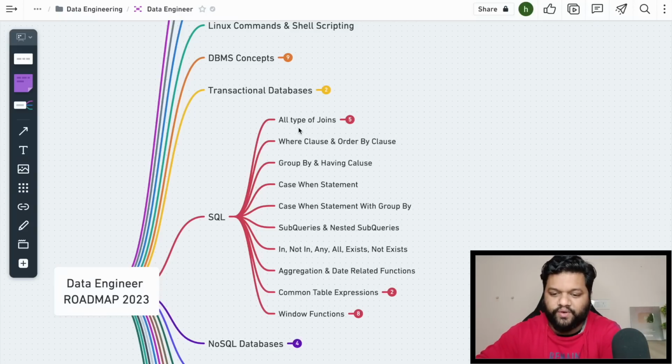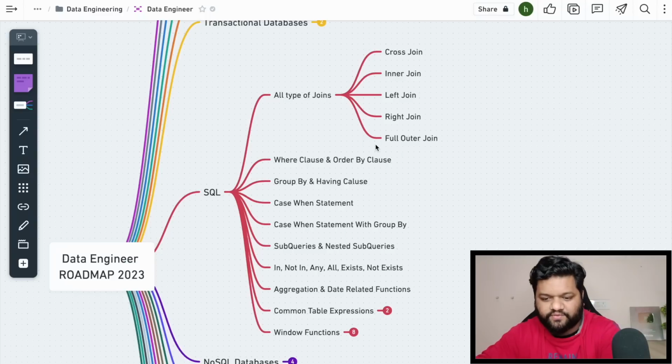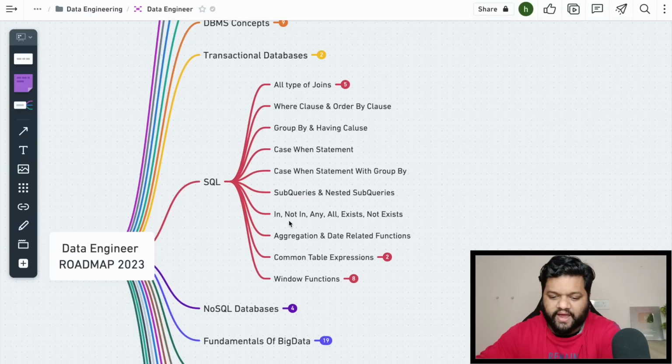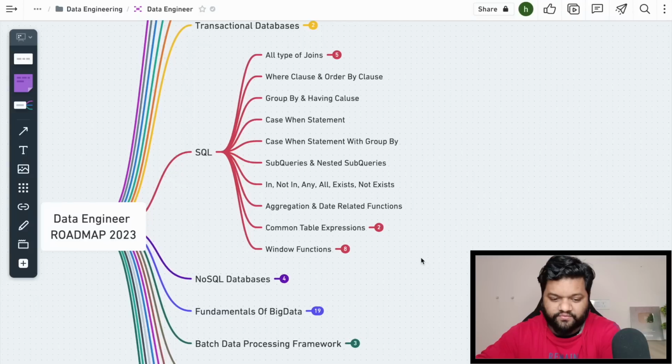All these things you need to cover for sure: all types of joins, cross join, inner join, left, right, full outer join, where clause and order by clause, group by and having clause, case when statements, which are sort of if-else in SQL, case when with group bys, subqueries, nested subqueries, and lookup-related operations like in, not in, any, all, exists, not exists, aggregations and date-related functions. Very common, right? We use them very frequently.